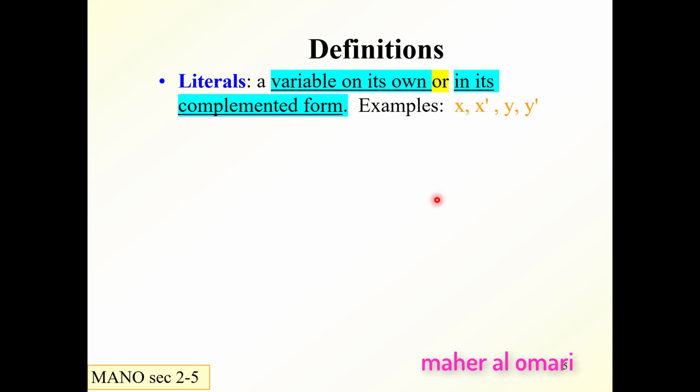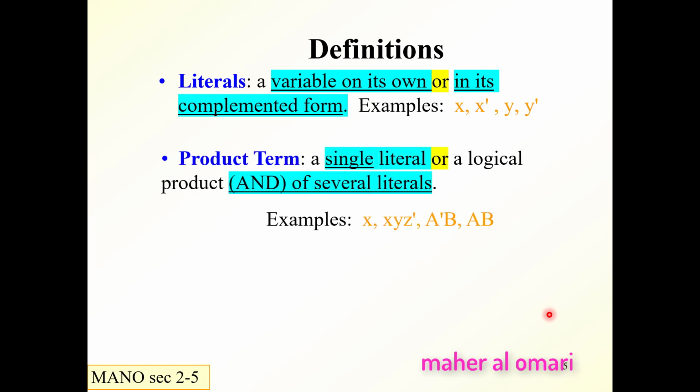Now let's look at some definitions. What is a literal? A literal is a variable on its own or in its complement form. For example, x is a literal, x bar is a literal, y is a literal, y bar is a literal. So a literal is a variable, whether it's complemented or uncomplemented. What is a product term? It's a single literal or the AND of several literals.